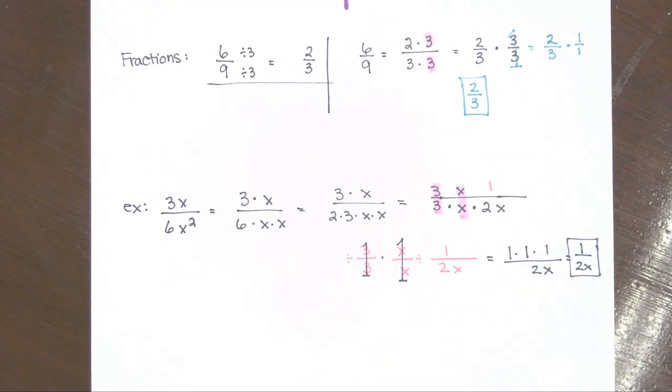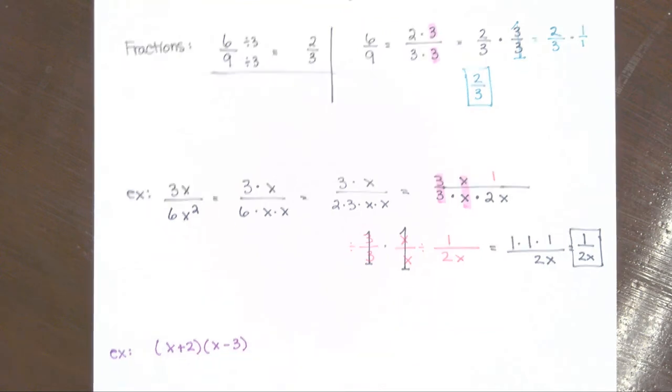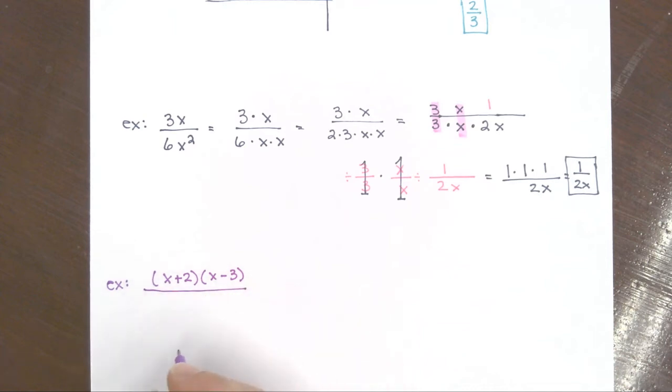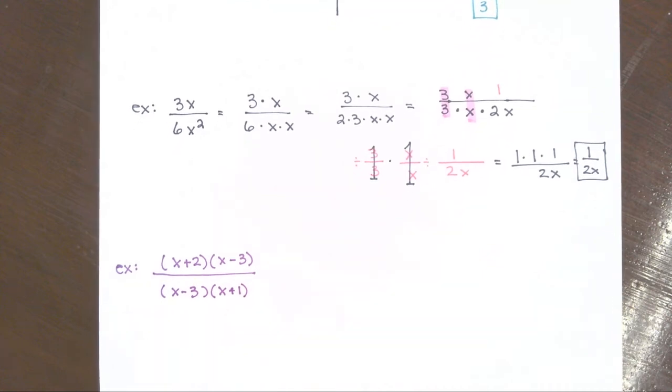So let's talk about bubbles. A bubble is parentheses, binomials, or a polynomial, something that has parentheses. So here's your first rational expression, and we have this in factored form. You notice factored form is when you have bubbles.